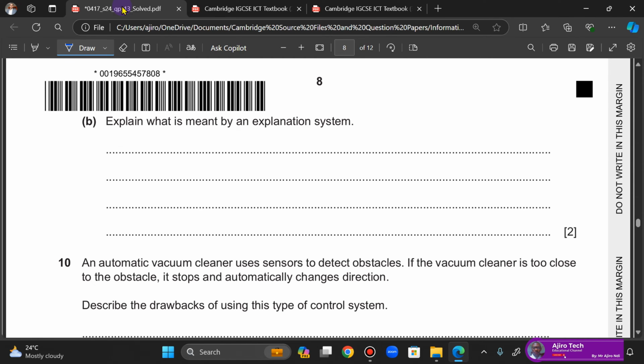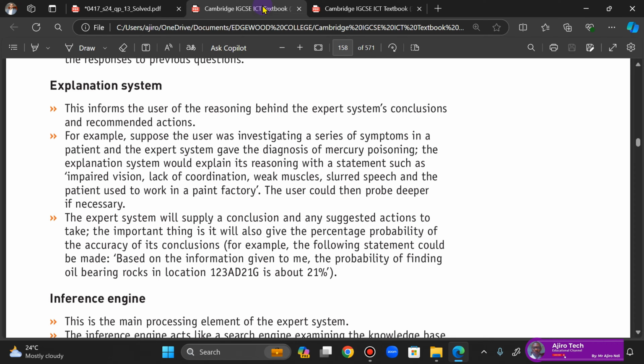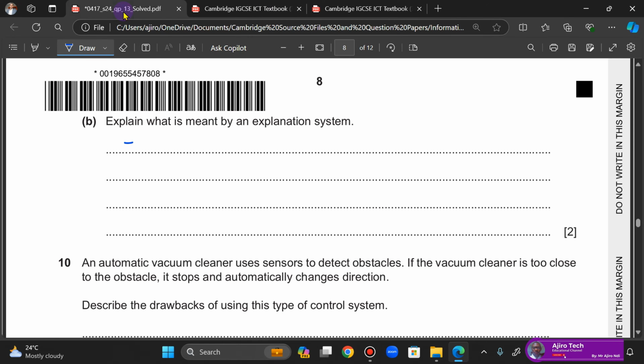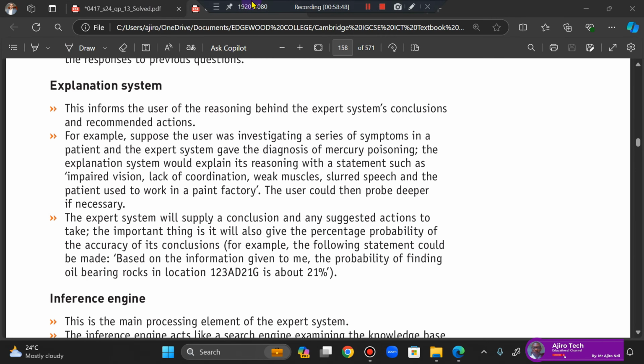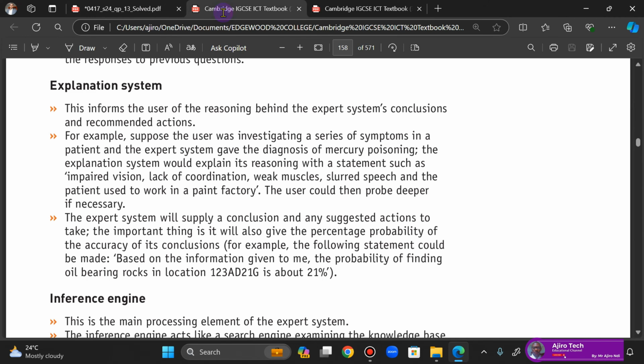Explain what is meant by an explanation system, and it's 2 marks. So now let me show you what it is. It informs the user of the reasoning behind what the expert system concluded.